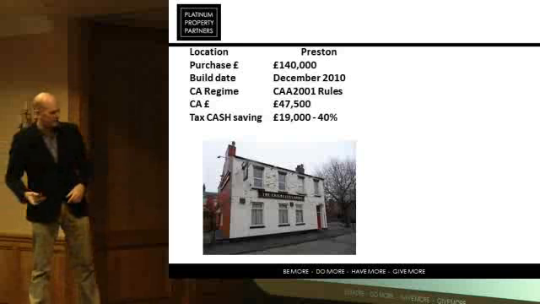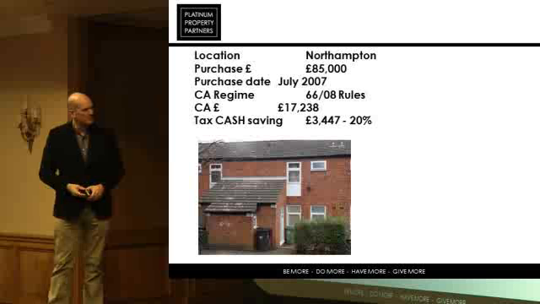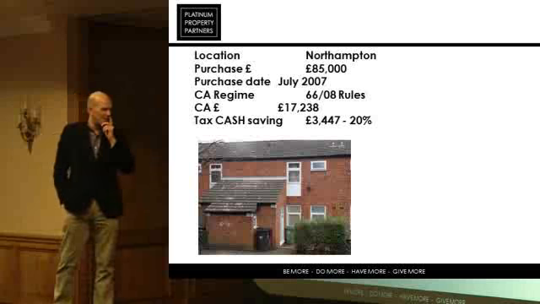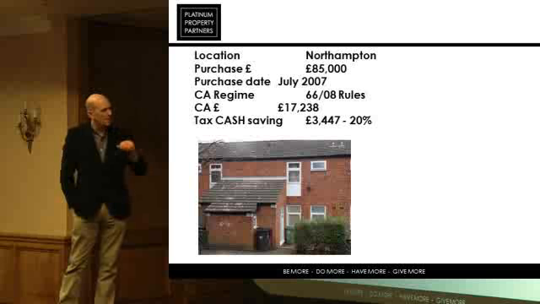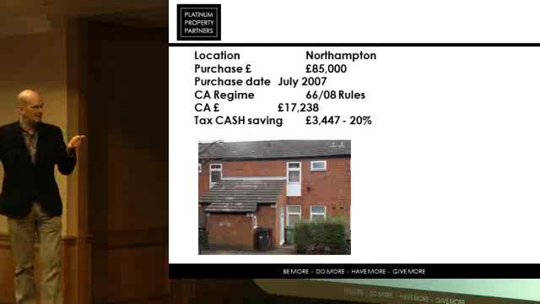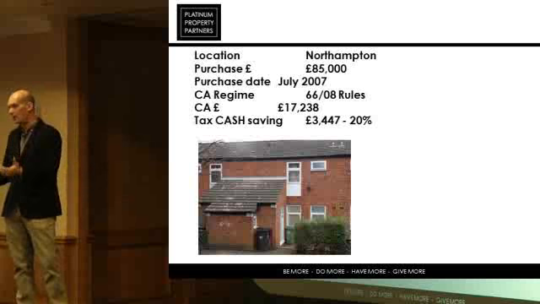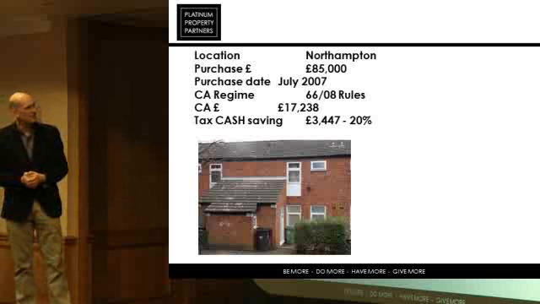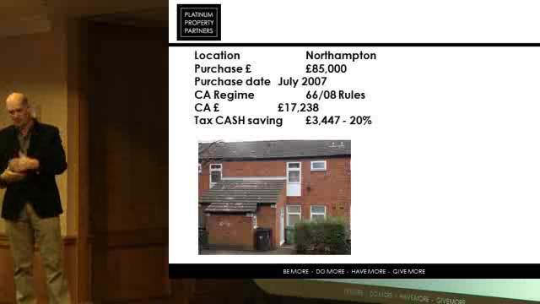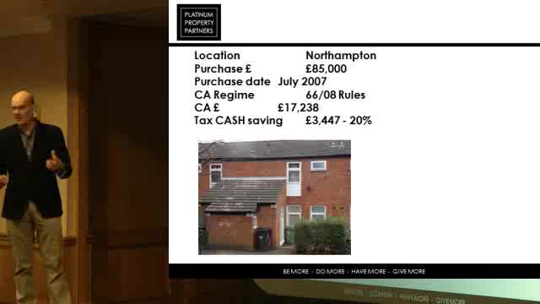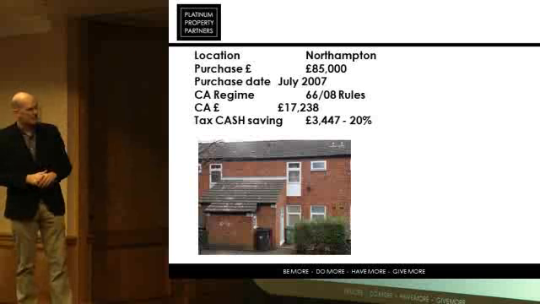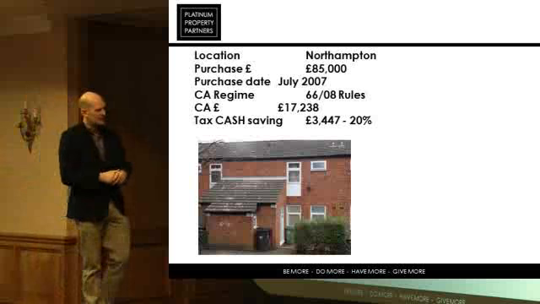Massive out the back, that property. Very nice. This is Northampton. This is more like it. Northampton, great place if you've ever been. Not this part, unfortunately. £85,000 this property was bought for. We identified under the 6608 rules, I'll come on to that a bit later, nearly £17,000 worth of allowances, which saved the owner £3,500 off their tax bill.